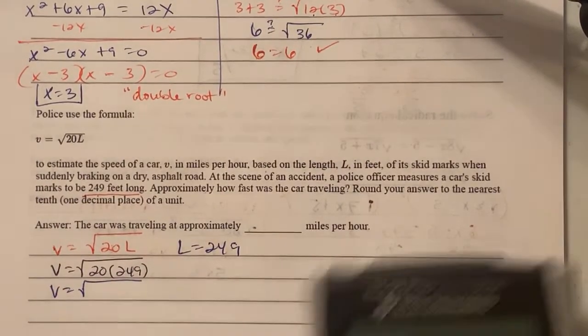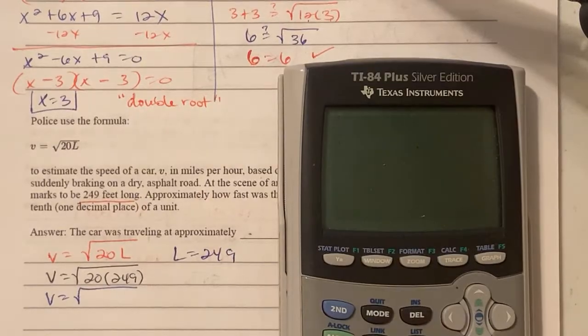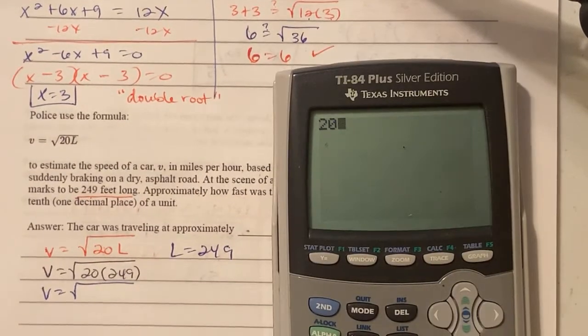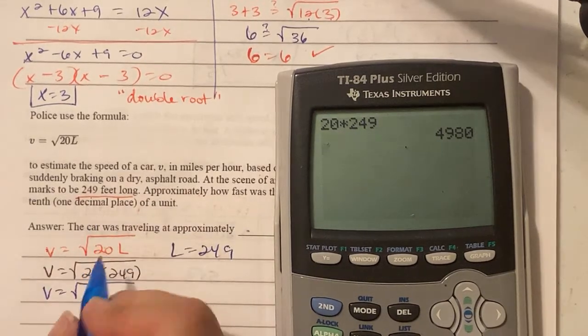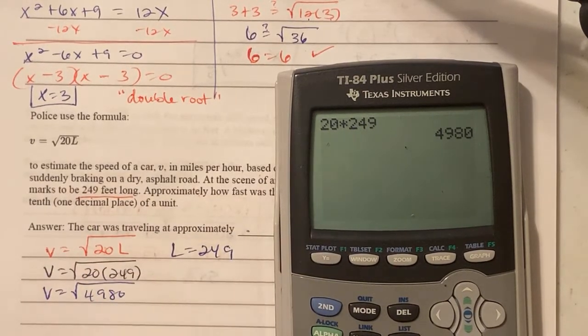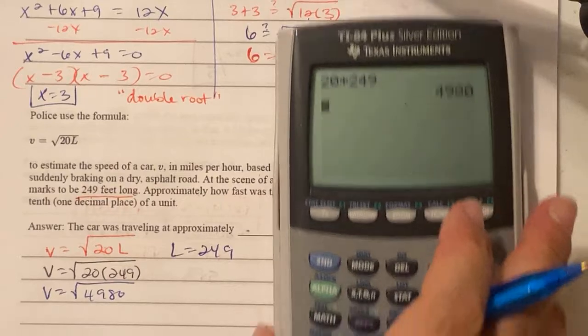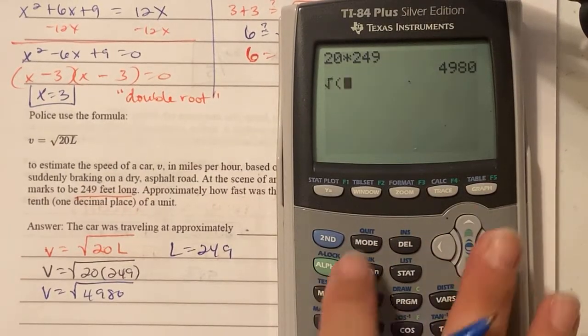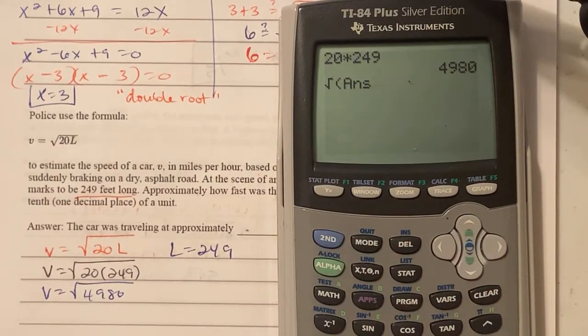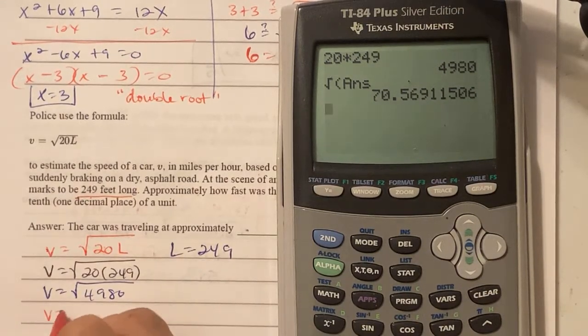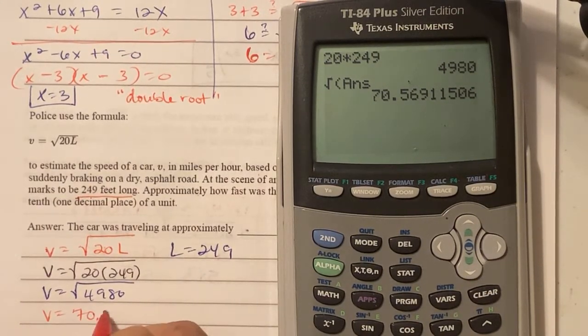So you take the calculator, you're going to do 20 times 249. We get 4,980. You're going to take the square root of that. So I'm going to do second square, second answer, so I can plug my answer in there. And when I do that, I'm getting 70.56.